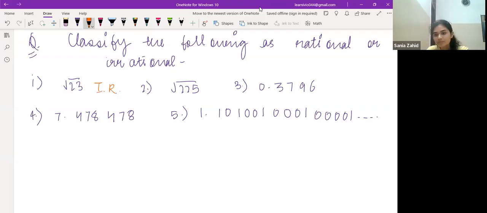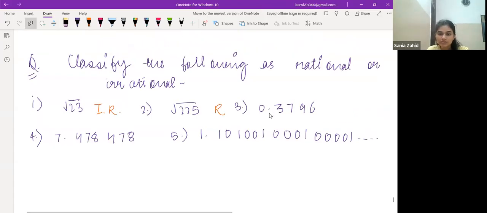Then second one, rational. Why is it rational? Because it can be written as 15. Amar, I'll give you chance, okay? I'll ask one by one, students. Then you can answer. Now third one, Hafsa will tell me. Hafsa, is this rational or irrational? Irrational. Rational.